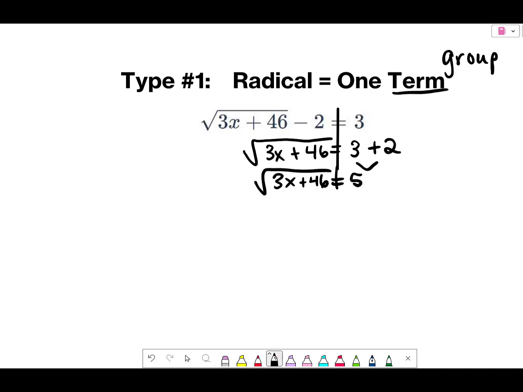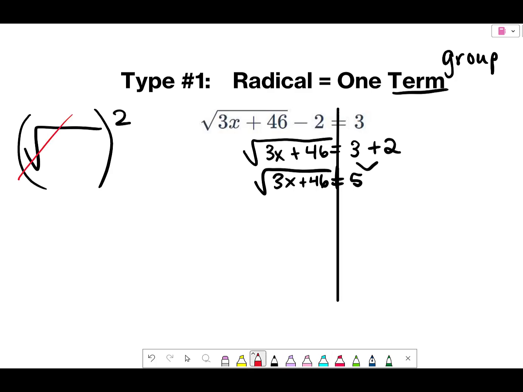So the whole goal of this type of problem is that we eliminate the radical, and we're going to isolate x. So a reminder is, if you're trying to get rid of a radical, the way you can get rid of it is by squaring it, because those are opposites. And once you square that, you can cancel them. So remember, in an equation, if I'm squaring one side, then I have to square the other. So these ones will cancel, and all I have left over is 3x plus 46. And then on this side, I have 5 squared, which simplifies to 5 times 5, which is 25.